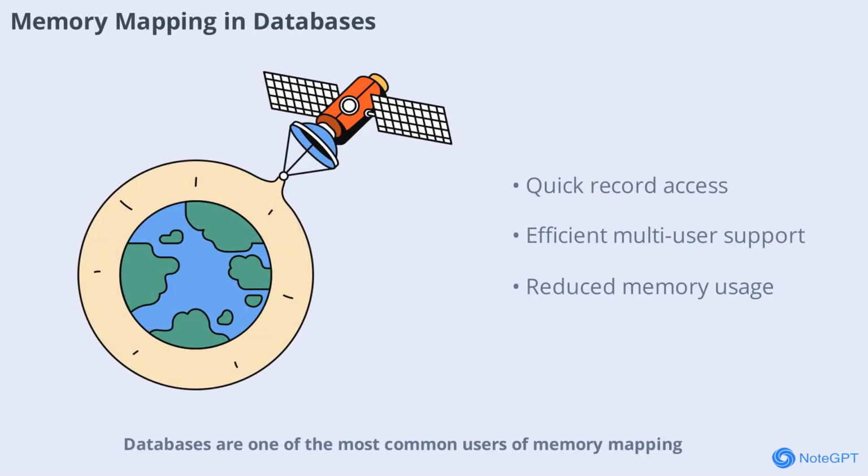Databases are one of the most common users of memory mapping. By mapping database files into memory, database engines can quickly access and update records without loading entire files into RAM. This approach improves performance, reduces memory usage, and allows for efficient multi-user access. Many high-performance databases rely on memory mapping to deliver fast, reliable service to users.